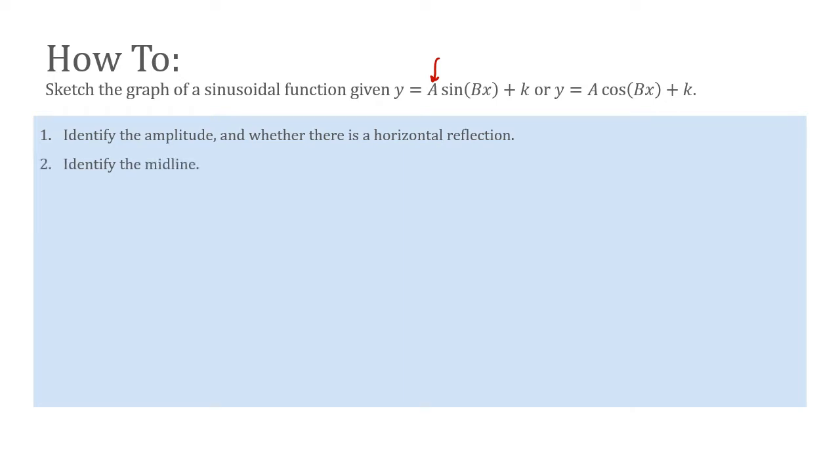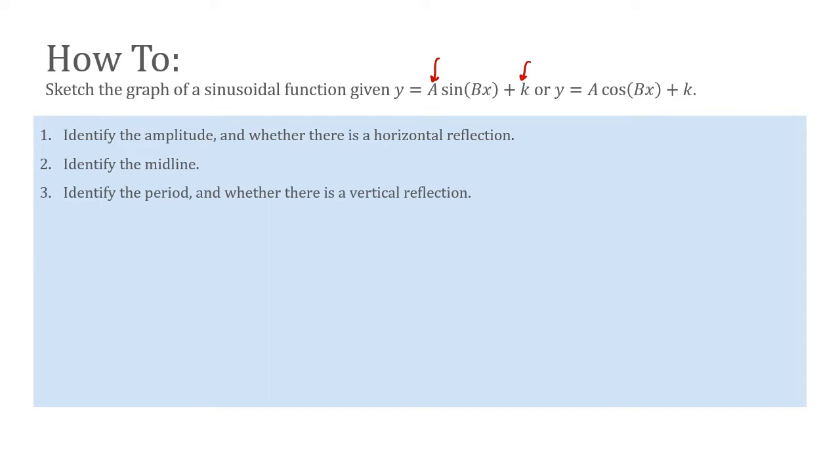Step 2. Identify the midline. The midline is the line y equals plus or minus k. If the k value is positive, then that's a horizontal shift up, and if the k value is negative, that's a horizontal shift down.